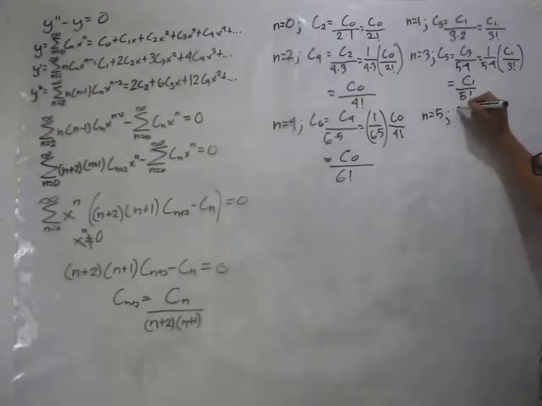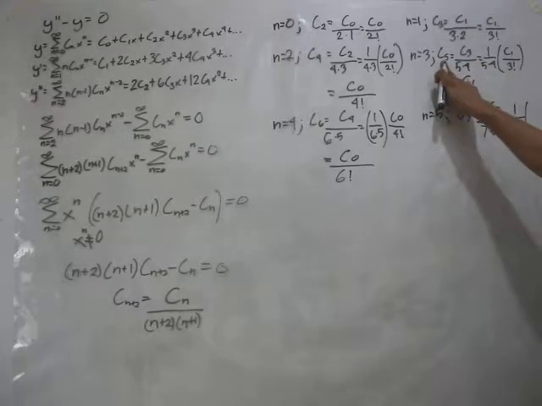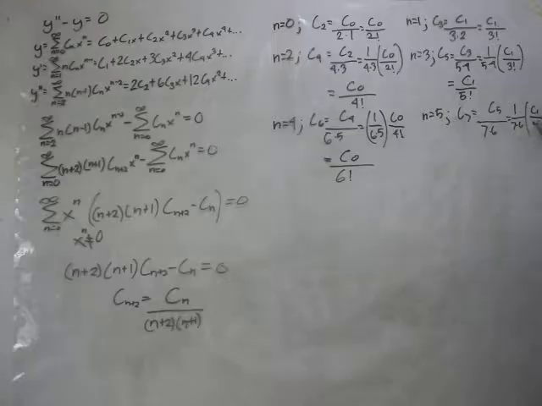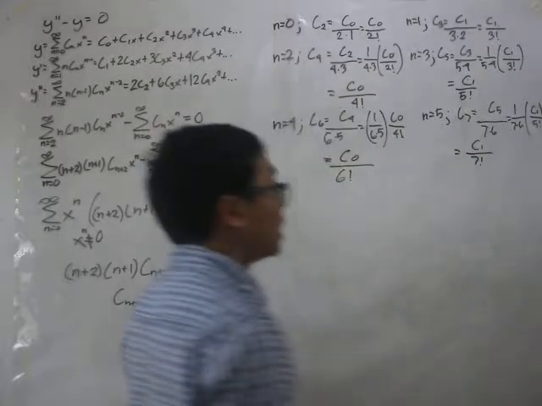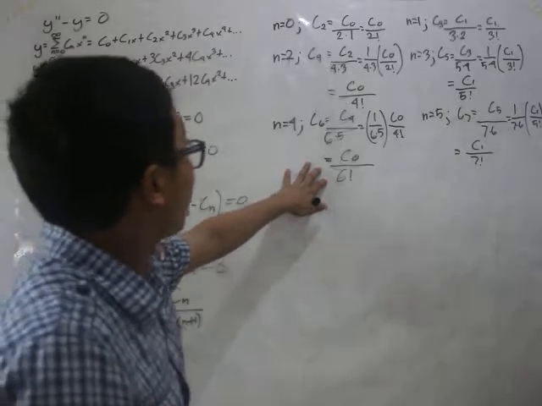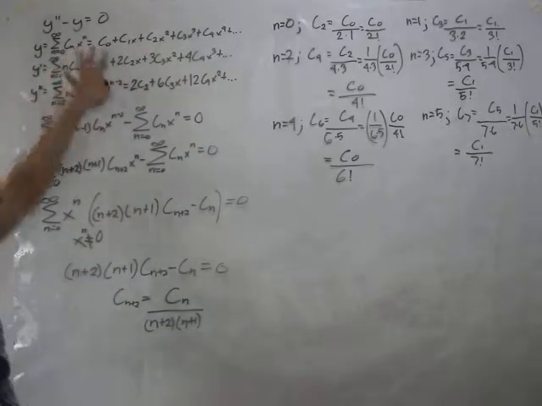So next is n equal to 5. If n is equal to 5, we have c7 is equal to c5 all over 7 times 6. But we have c5 here, so substitute. 1 over 7 times 6 multiplied by c5, which is c1 all over 5 factorial. And that leaves us with the answer of c1 over 7 factorial. We have already found the multiple numbers of n, so now we can substitute them into our first equation.